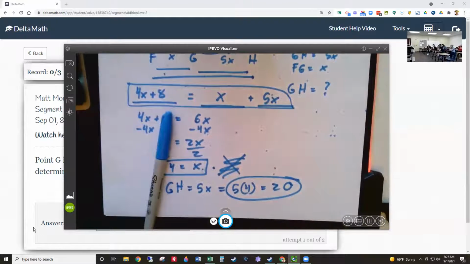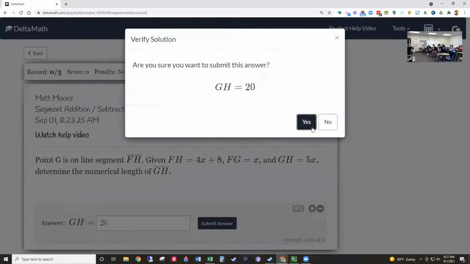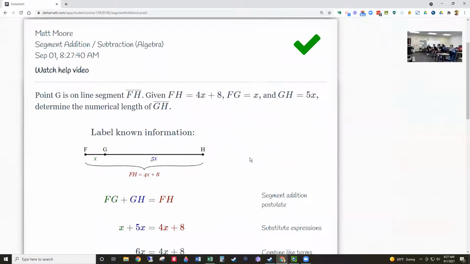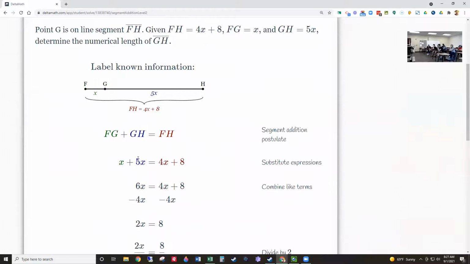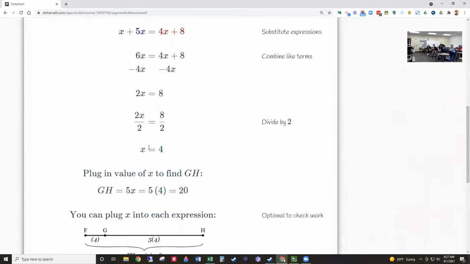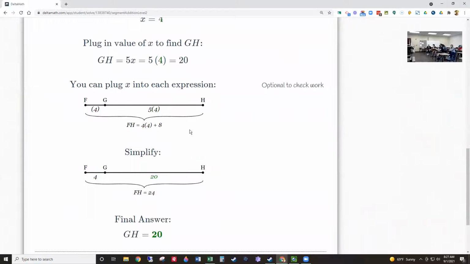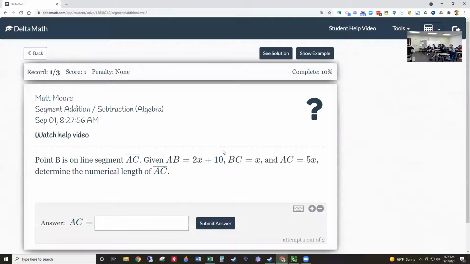Let's put it in, see if we got it right. Yeah, we did. Okay, and you can see basically they did the same thing. They drew a picture, set up an equation, found the x, plugged it in. There's the answer.